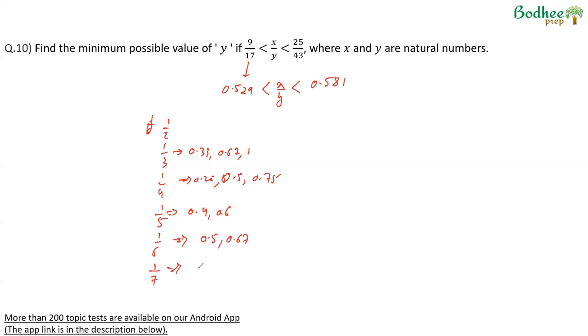If you look at 1 by 7, the multiple 4 by 7 is 0.5714. This is a value that we remember. And that lies between the range of 0.52 and 0.58. So the minimum value that x by y can take is 4 by 7. 4 by 7 is within this range and will be the smallest value that y can take. Hence my answer here becomes 7 because x and y are natural numbers.